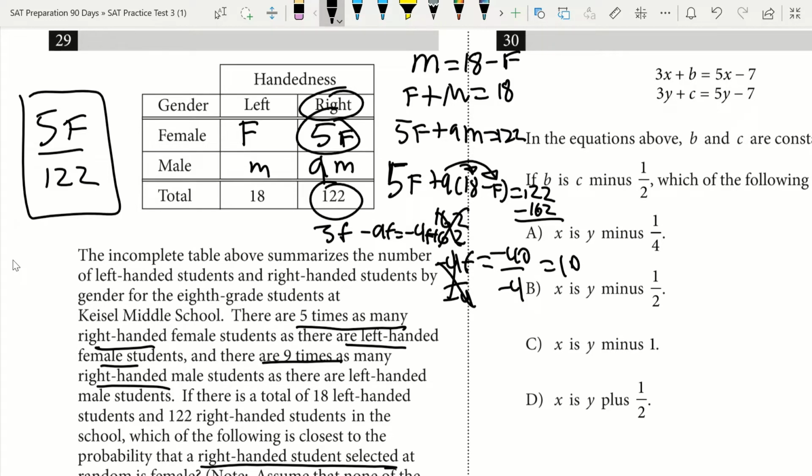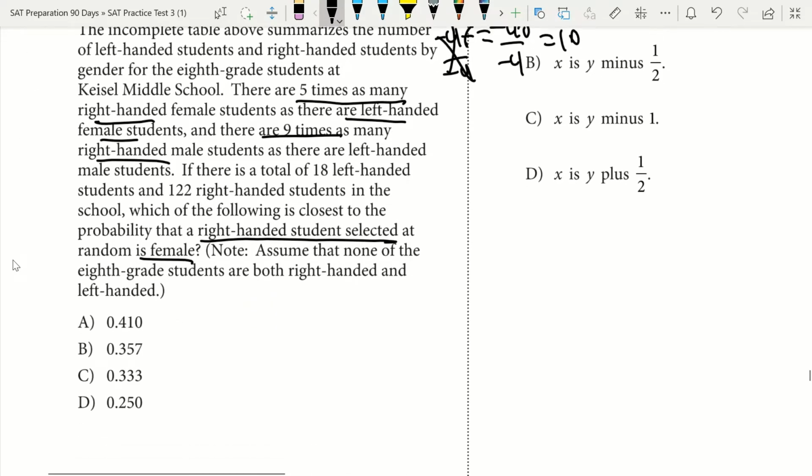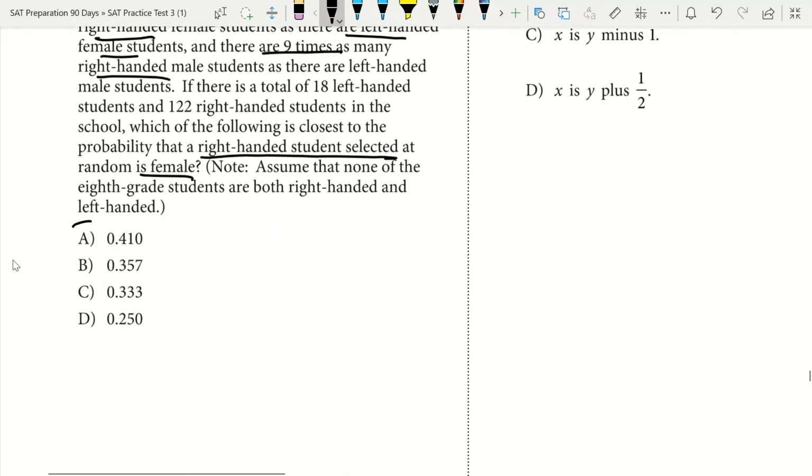I know I have to multiply this 10, my number of female students, by 5, put it over 122, and then find it as a decimal. So that's going to be 50 over 122, and that's going to be 0.41. So the correct answer there is going to be A. That's our probability. So the probability a right-handed student is female is going to be 0.41.